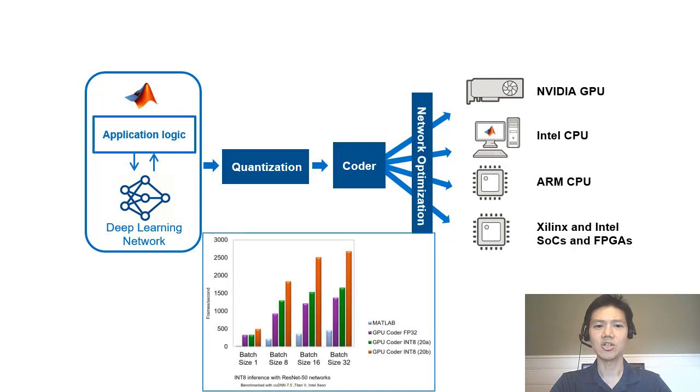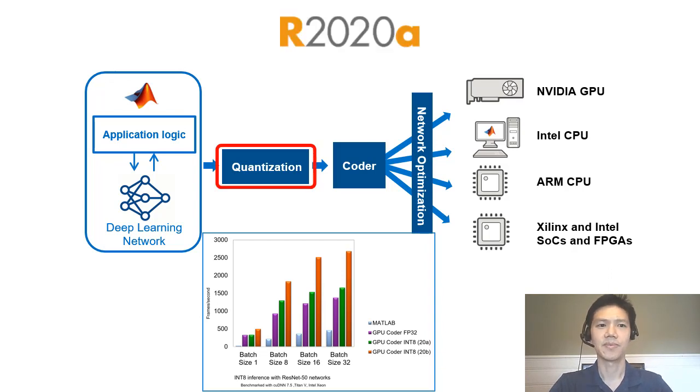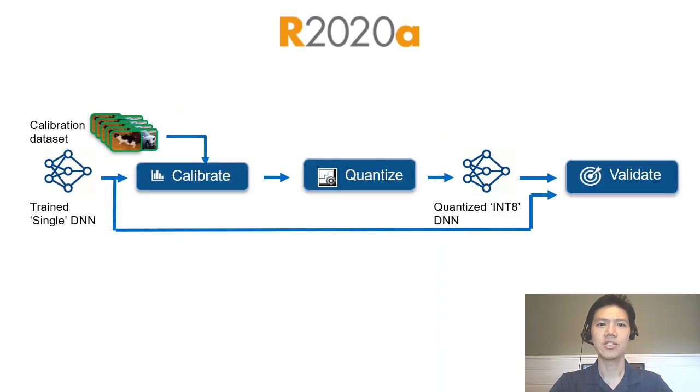The goal of quantization is to reduce the size of the network and compute requirements by converting floating point values used in the networks to smaller bit widths while simultaneously keeping the precision loss to a minimum. Starting in release 2020A, we released the ability to quantize deep learning algorithms using a white box, easy-to-use iterative workflow. This approach helps you to make trade-offs between performance and accuracy.